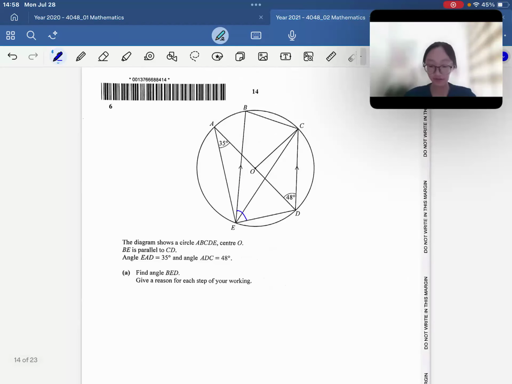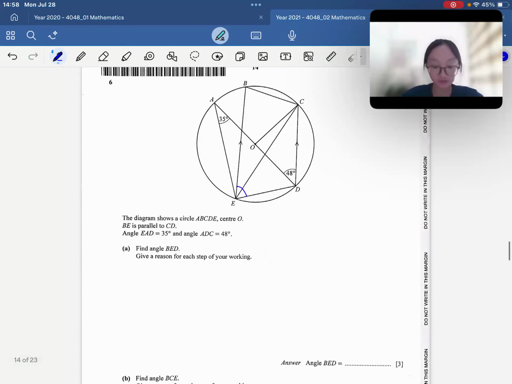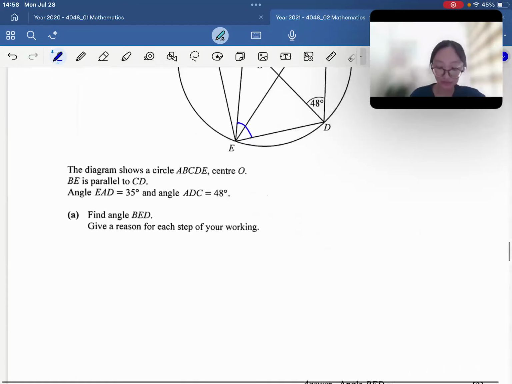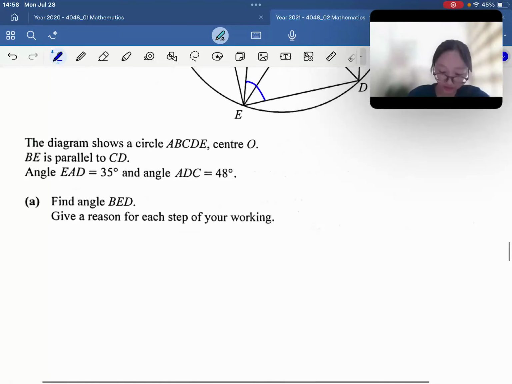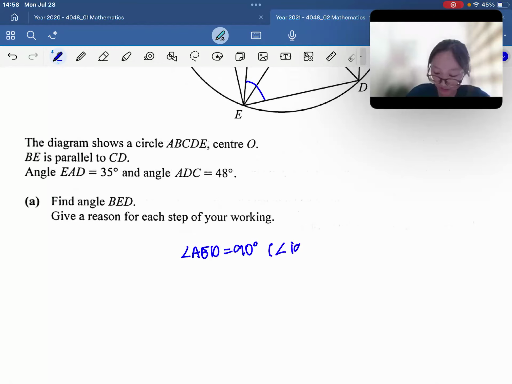Okay, now we're going to move on to question 6. Question 6 asks us to find angle BED, which is the angle that I have indicated, and then give a reason. The first thing we can deduce is that angle AED equals 90 degrees, because this is the angle in a semicircle.